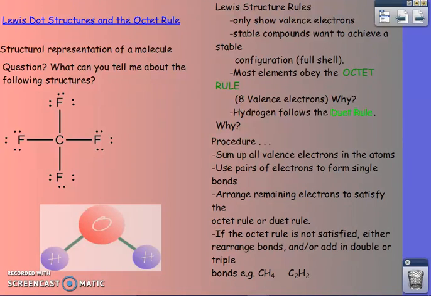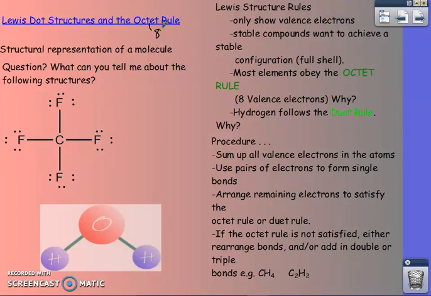Okay, so Lewis dot structures and the octet rule. Remember that octet means 8. And so every atom, with the exception of hydrogen and helium, wants to follow something called the octet rule. Now, boron is also going to be an exception. We're going to talk about him a little bit later. But for the most part, everybody wants to follow the octet rule.